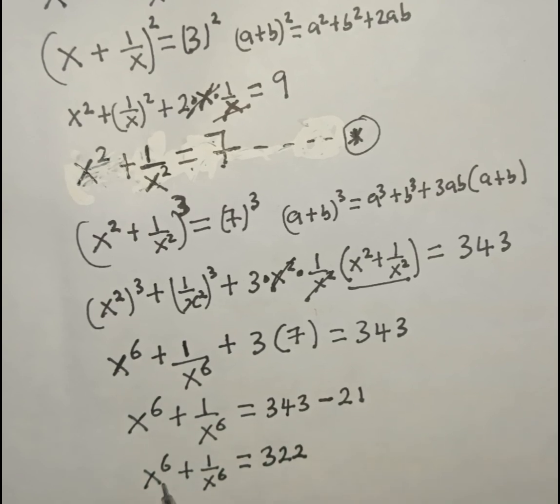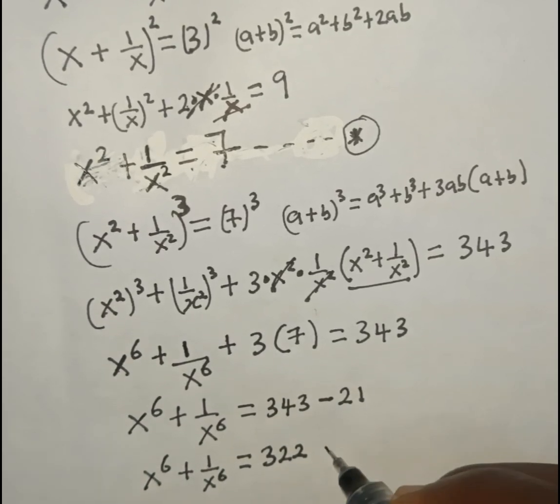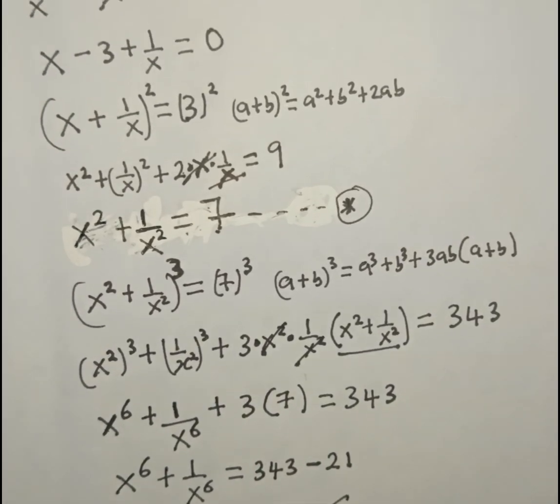So therefore, the value of x to power 6 plus 1 all over x to power 6 we are looking for is 322 from this given equation.